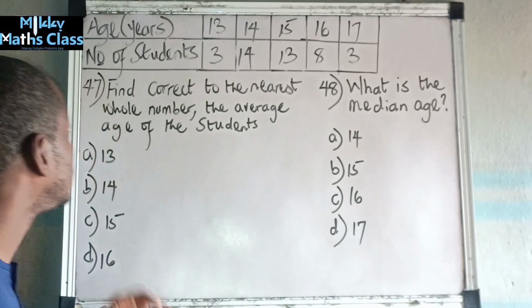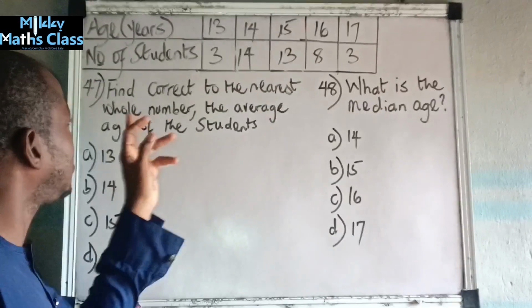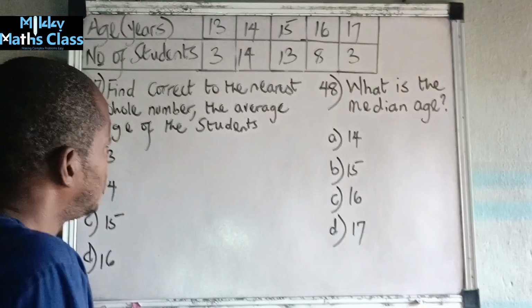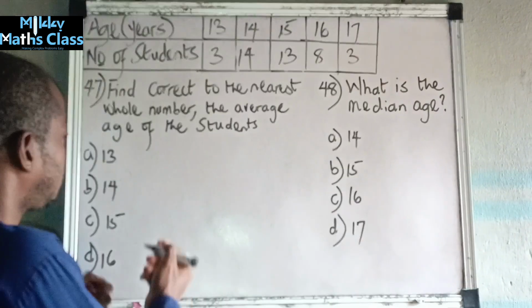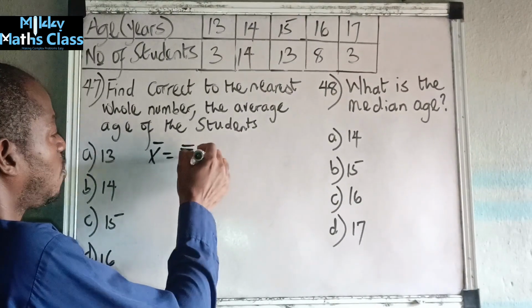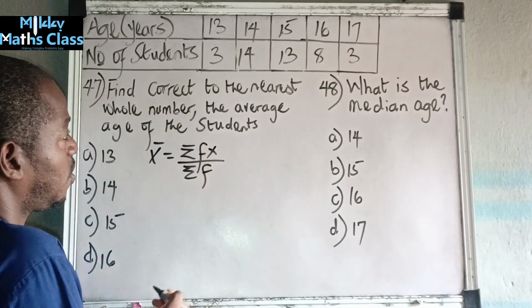All right, let's look at question 47. It says find correct to the nearest whole number the average age of the student. When we are talking about average age, we are referring to the mean age of the student. So our x bar is equal to summation of f of x over summation of the frequency.